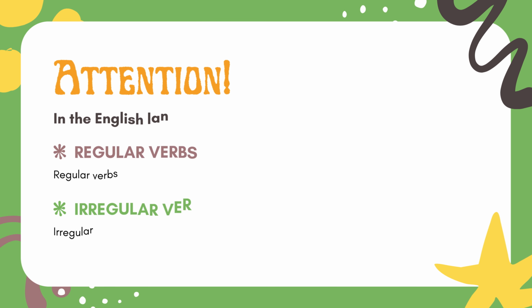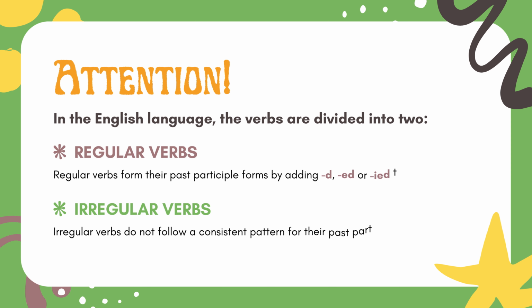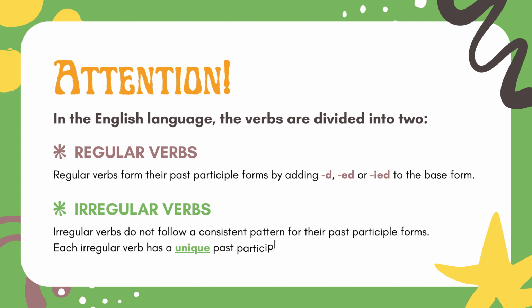Attention. In the English language, the verbs are divided into two. Regular verbs: regular verbs form their past participle forms by adding d, ed, or ied to the base form. Irregular verbs: irregular verbs do not follow a consistent pattern for their past participle forms. Each irregular verb has a unique past participle form.